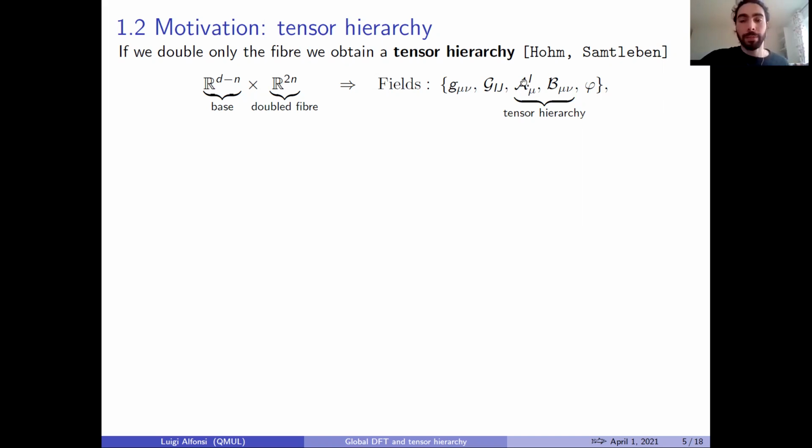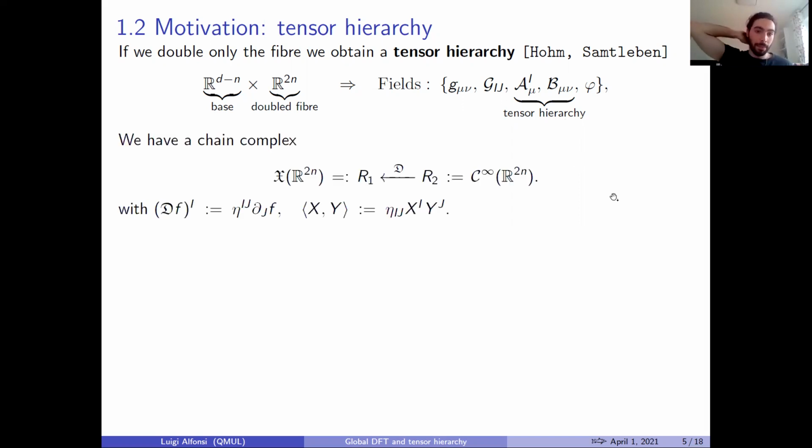So we have a gauge field with 2D components, and we have a two-form field. So how do they work? So we have a chain complex made up basically of functions on this double fiber and vectors on this double fiber. So these two objects can be connected by this differential here, which I define here, which is just the contraction of the tensor eta with the derivative on this double fiber. So this is what this derivative is on the fiber, and f here is any function on this double fiber.